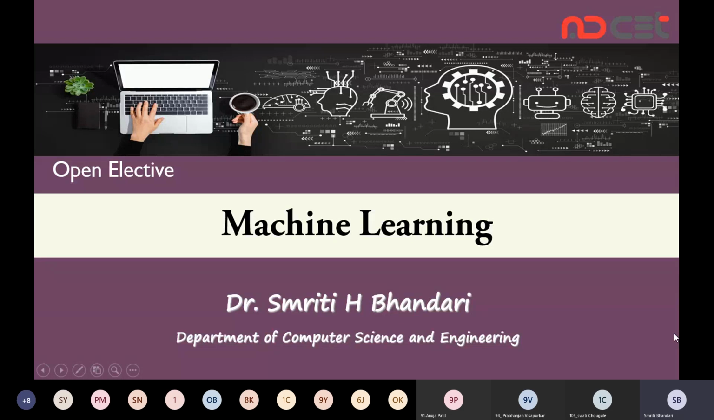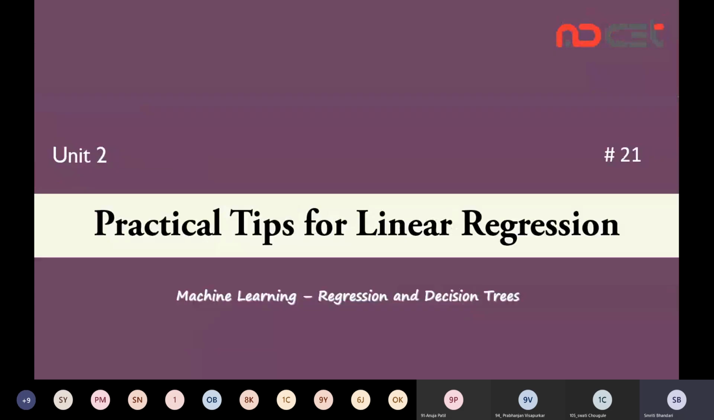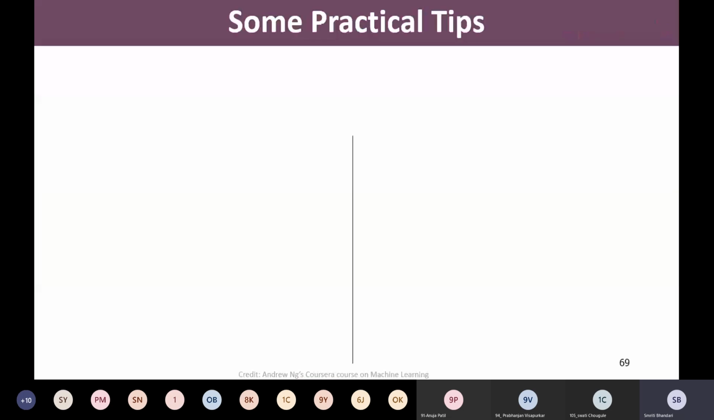Today we are going to continue our discussion related to some practical tips for linear regression. We talked earlier about feature scaling. Let us once again go through it, and then we'll look at a few more such simple practical tips as far as implementation of regression is concerned.